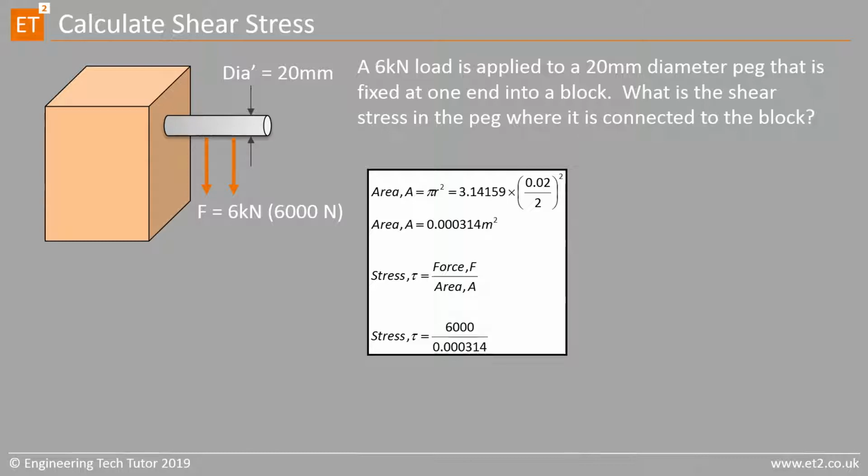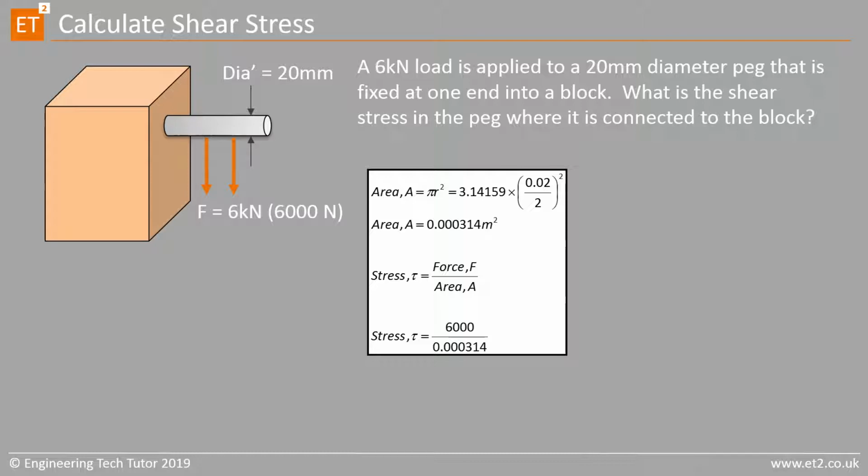First of all, we need to calculate the area of the peg. So we know it has a diameter of 20mm, and we'll use the standard equation for an area of a circle, which is pi r squared. So we take the diameter, we need a radius, so we'll divide it by 2, and we need to convert it into meters, so that works out at 0.02 meters divided by 2. We'll square it and we'll multiply it by pi. That gives us an area of the pin of 0.000314 meters squared.